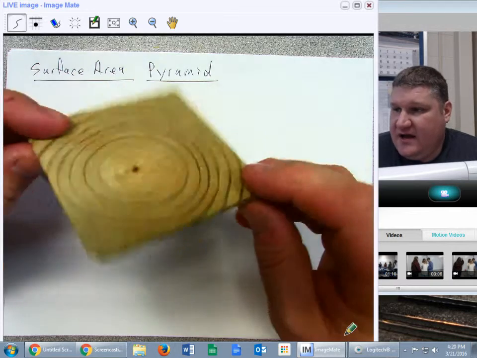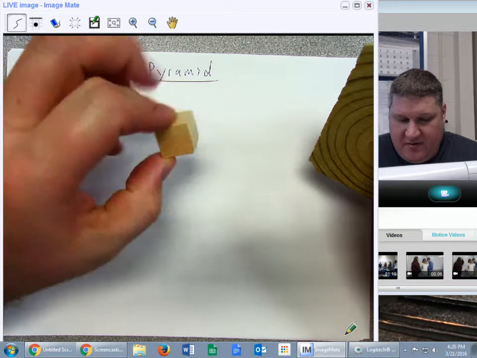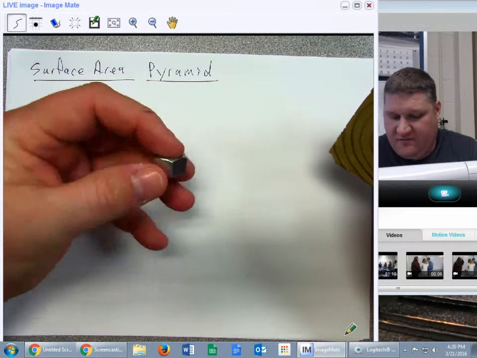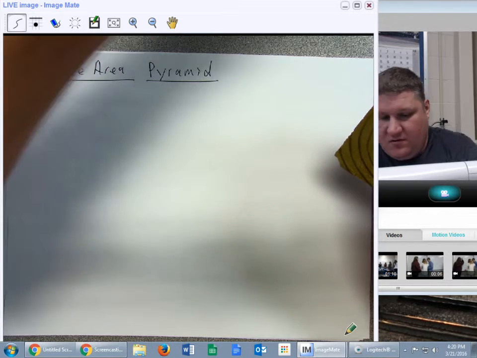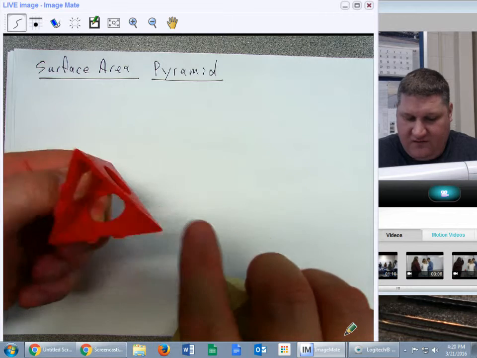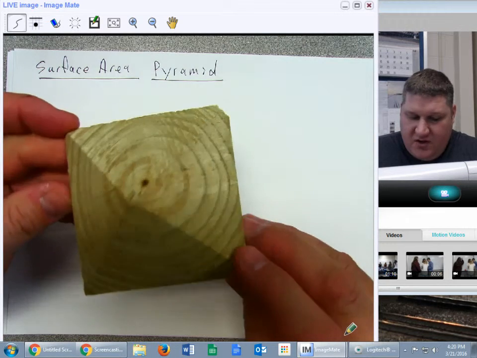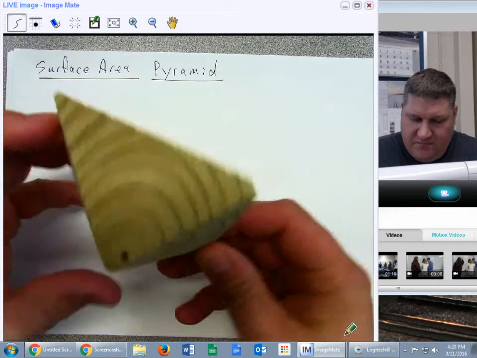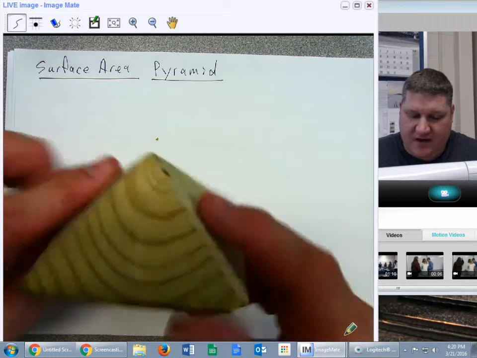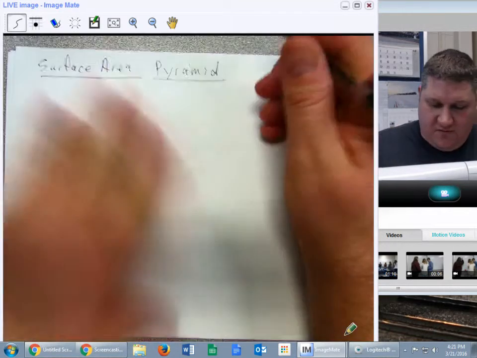Now, unlike your prisms where you have rectangle, rectangle, rectangle, rectangle, base, base, or rectangle, rectangle, rectangle, rectangle all the way around, funky base, you now have something in this ballpark where you have a triangle for a base and then a triangle for a side, triangle for a side, triangle for a side. Or in this case, you have a square for a base, but a triangle for each side. So this obviously is going to be a slightly different formula than the formula for a prism.